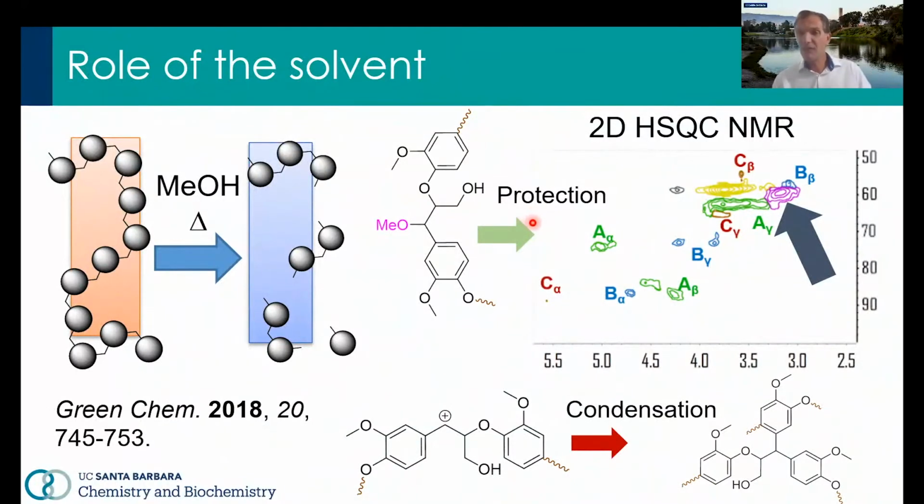And we see very clear evidence for this methoxy group protection when we take a 2D NMR of the reaction solution. And we see a lot of the features that can be assigned to lignin, but we see this additional feature that we assign based on the two-dimensional carbon-13 proton NMR to this methoxy protecting group.